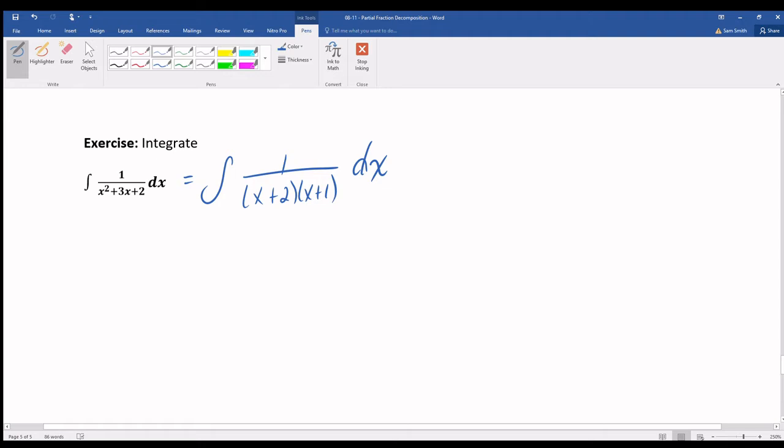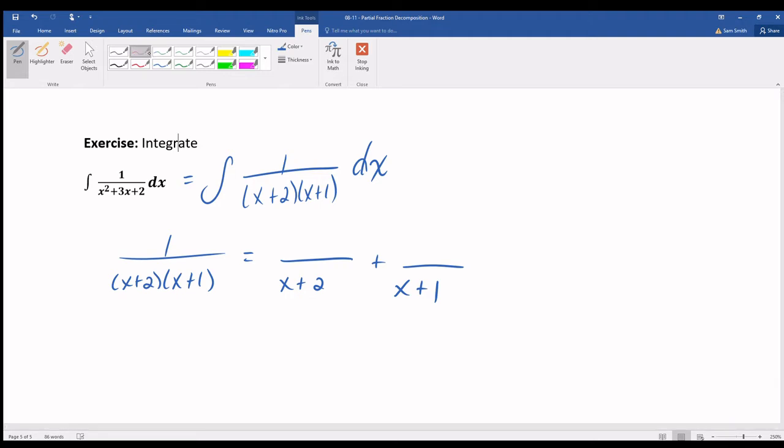Now the integral behaves very nicely with sums. So I wonder what would happen if we took the integrand and broke it down as the sum of two simpler rational functions. One with a denominator of just x plus 2 and one with a denominator of just x plus 1. Now these being linear denominators, degree 1, will have a degree 0 numerator. So I'll call them A and B. And now, to find A and B, let's go through and clear the fractions.